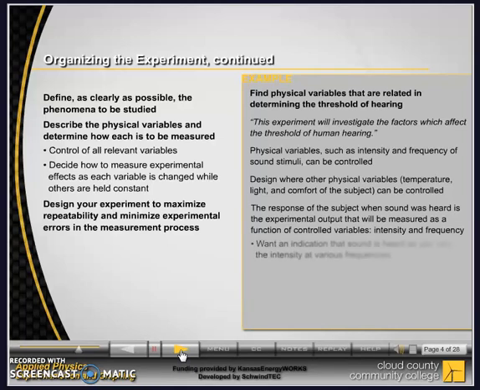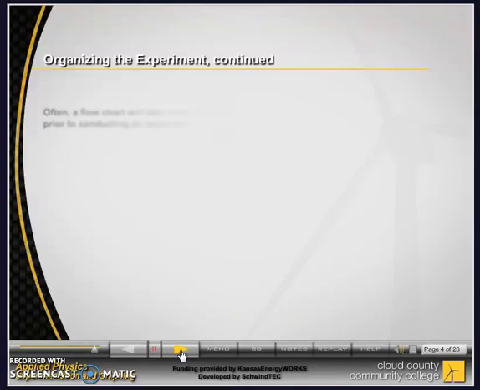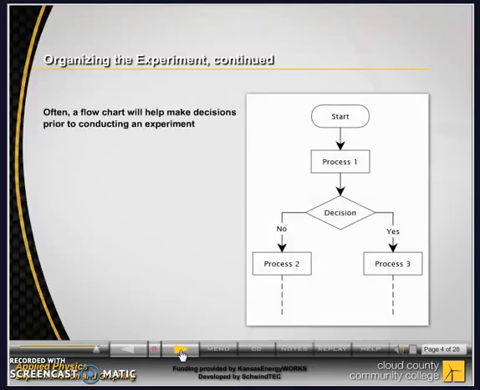In this case, you would want an indication that sound is heard as you vary the intensity at various frequencies of sound stimuli. Do you start with audible sound and reduce intensity, or start with zero intensity and increase to audibility? You want a clear, unambiguous response from the subject for each input stimulus. You also would want a sound-generating system that would allow you to measure precisely the intensity and frequency of each input stimulus. Oftentimes, a flowchart will help you make your decisions prior to conducting an experiment. Flowcharts are useful tools in helping somebody actually doing science.